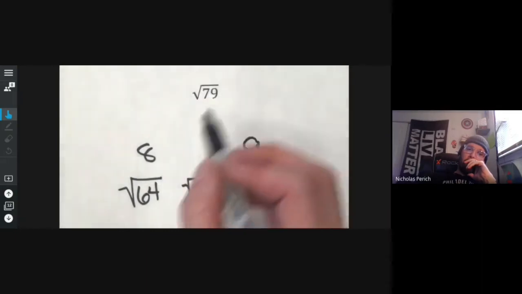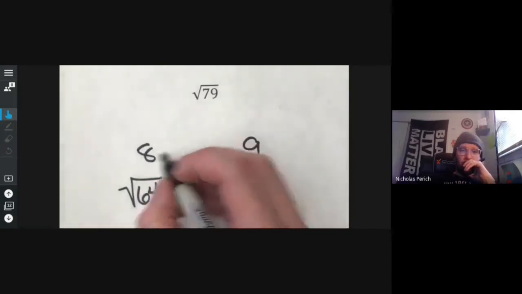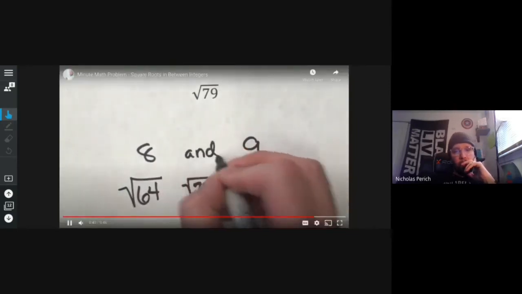Which means the square root of 79, since it's in between the square root of 64 and the square root of 81, is going to live in between 8 and 9.